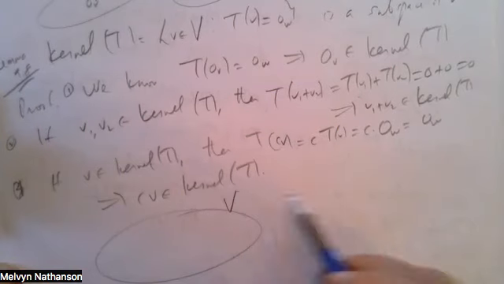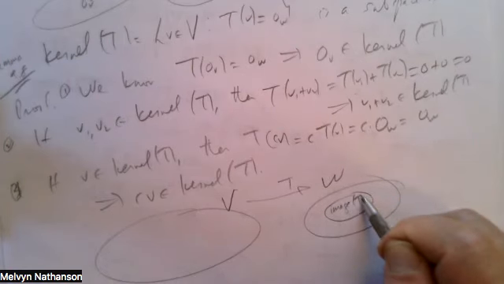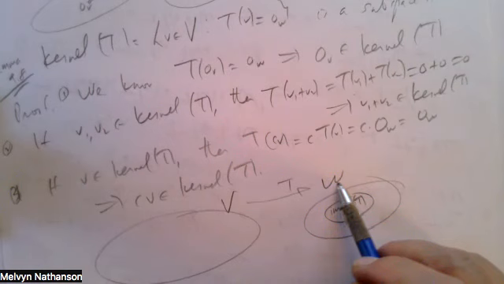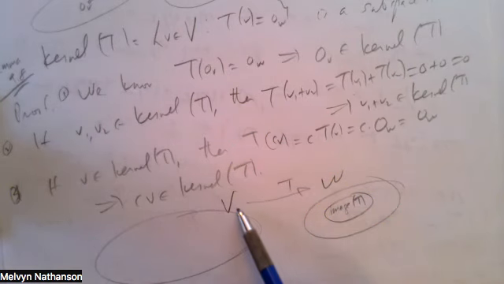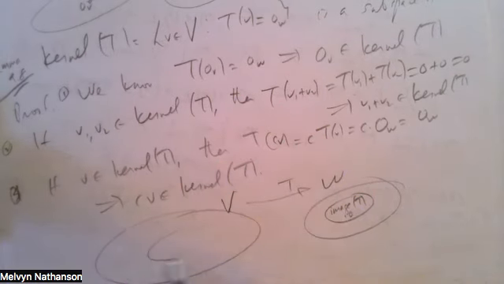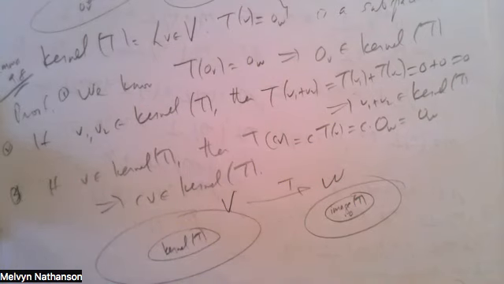So again, let's look at our picture. Here's V, here's W, and a map T from V to W. Sitting inside of W, we have a subspace, which is the image of T. It's all the vectors in W which are images of some vector in V. That includes the 0 vector. And sitting inside of V, we have a subspace, which is the kernel of T.